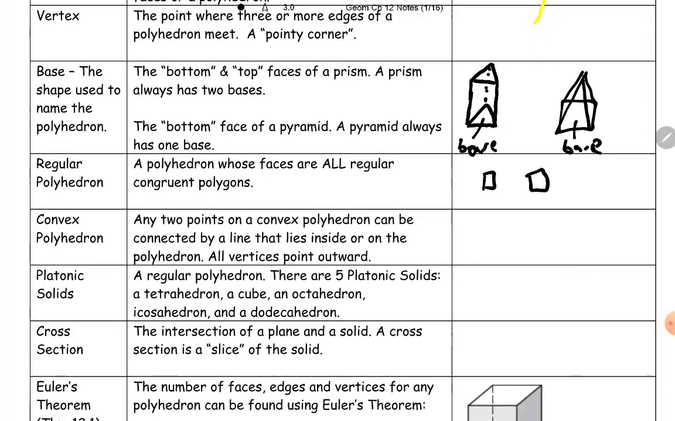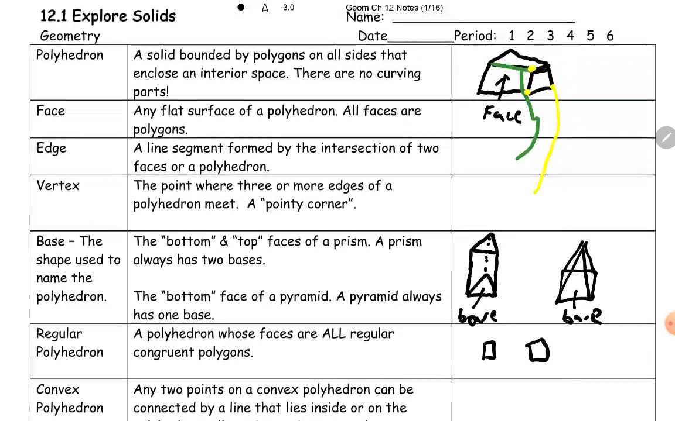A convex polyhedron is one where any 2 points can be connected by a line that lies inside or on the polyhedron. All vertices point outward. So basically, if you're connecting all the corners, all the vertexes of the box, you can draw a line in between them, and it always stays inside the box. It never goes outside.